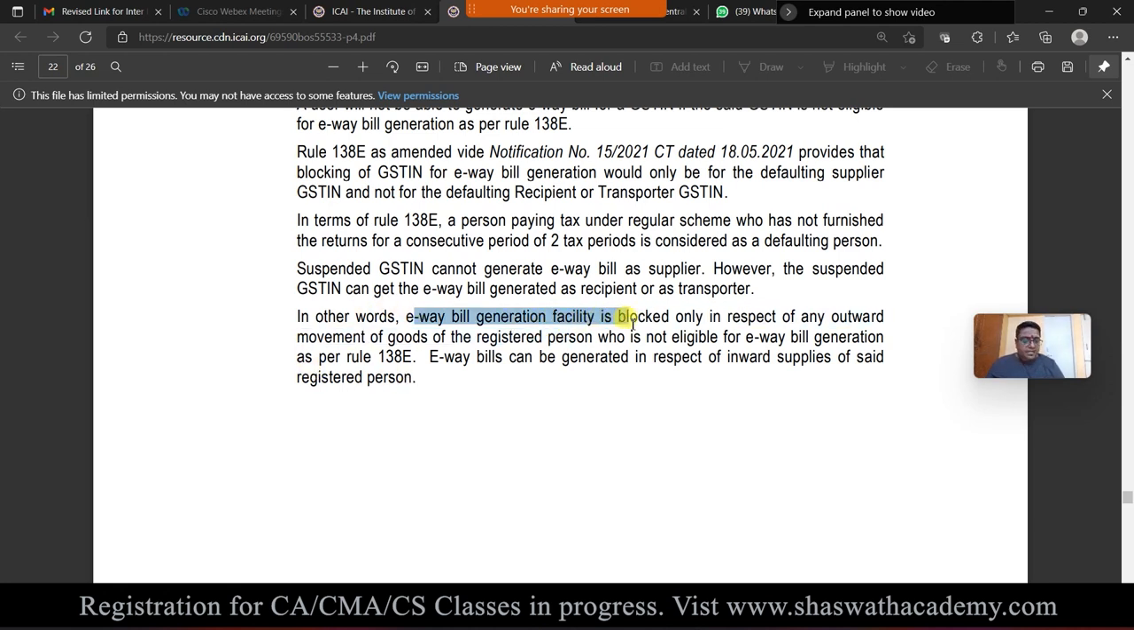In other words, this is the essence I have told you. E-waybill generation facility is blocked only in respect of outward supply movement of the goods of the registered person who is not eligible to generate e-waybill. E-waybill can be generated in respect of inward supplies of the said registered person.